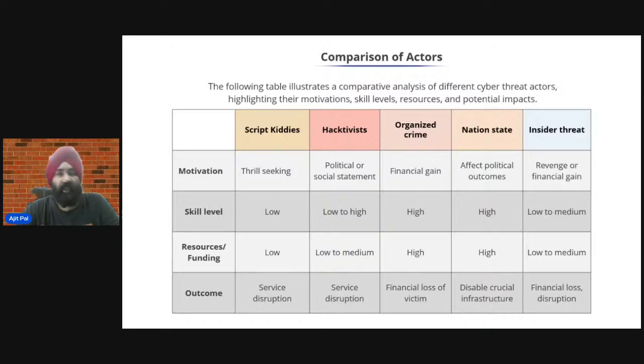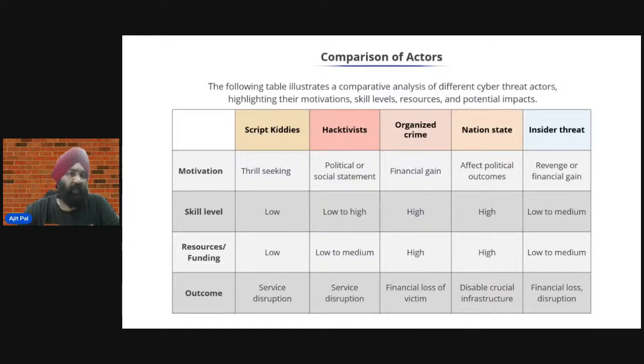Nation states aim to affect political outcomes. Skill level high. Just the best example I will say, look at the Arab Spring, then look at what happened in Bangladesh, Nepal. That was also cyber going hand in hand, correct? Then funding high, and the outcome is disabling crucial infrastructure. Insider threat is for revenge or financial gain. Skill level could be low to medium. Resource funding could be low to medium. And the main purpose is financial loss or destruction.